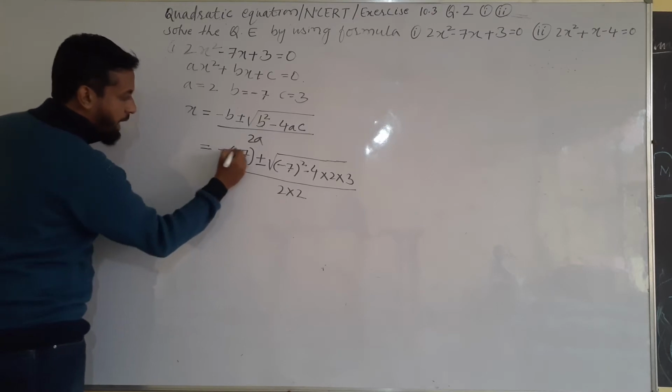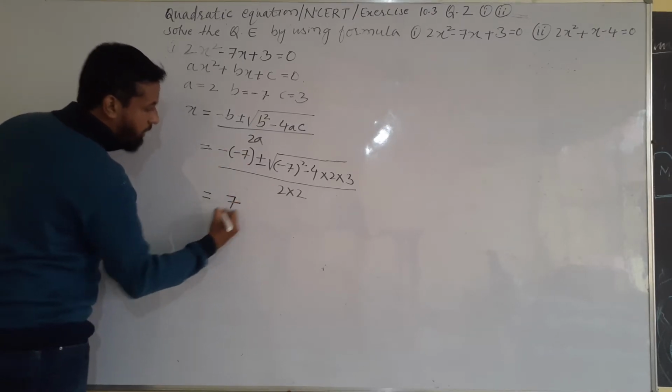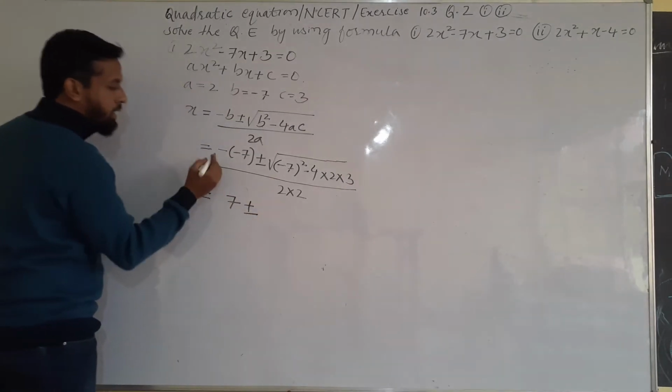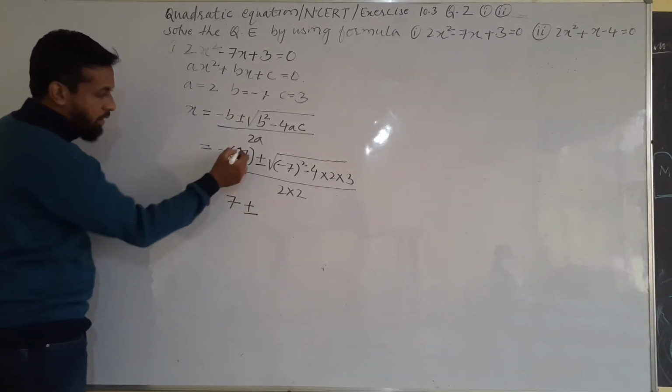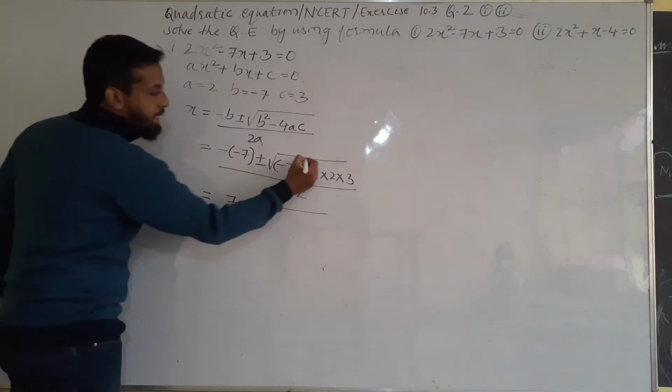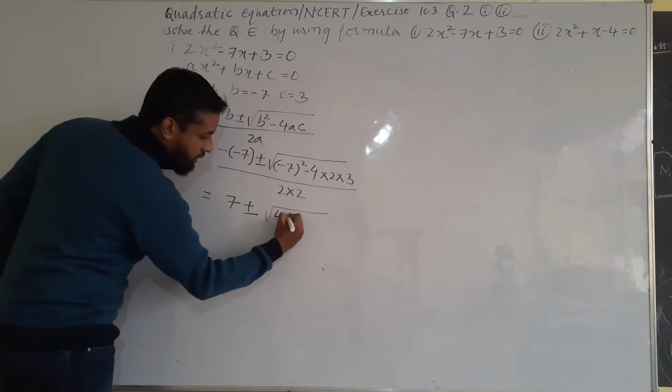Now minus into minus is plus, so it will be plus 7. Then keep in mind, this is important, minus into minus is plus. So it will be 7 plus or minus under root of minus 7 square. 7 square is 49.